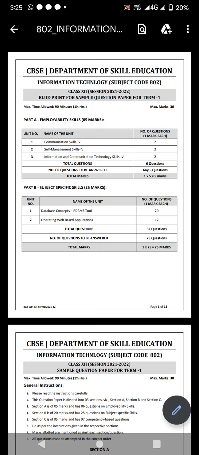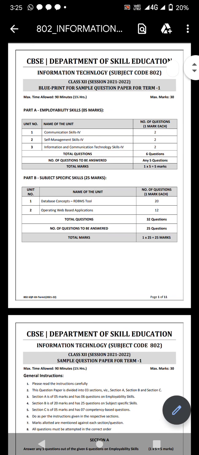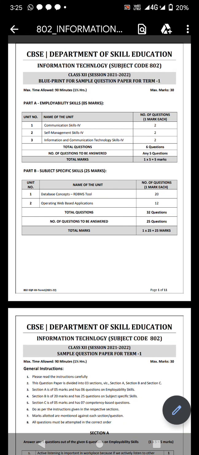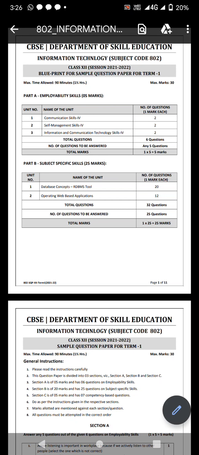You can see here, for example, in this 30 marks theory portion in term 1, from part A, that is employability skills, you will have 3 units, and from your subject specific skills you have 2 units. So the number of questions and marks is distributed here, and it has also been given how many questions you have to attempt.